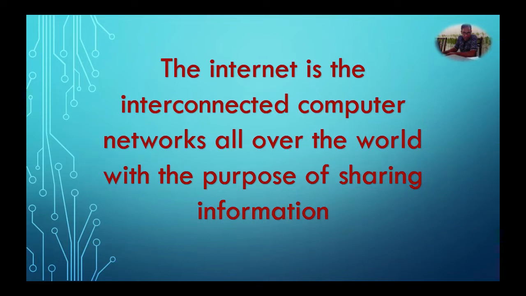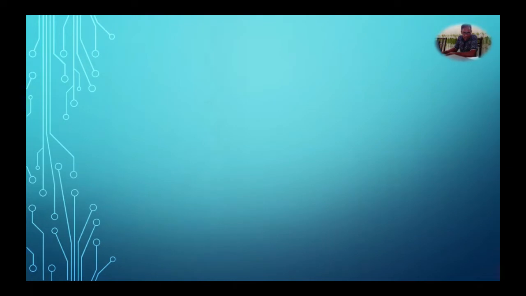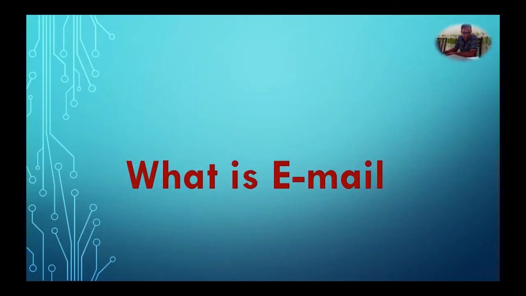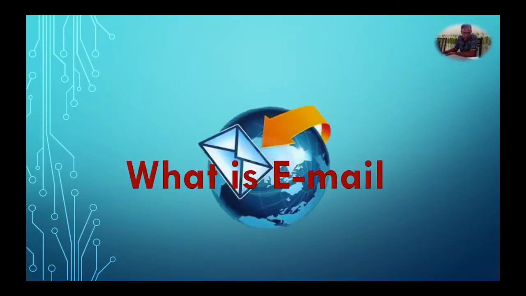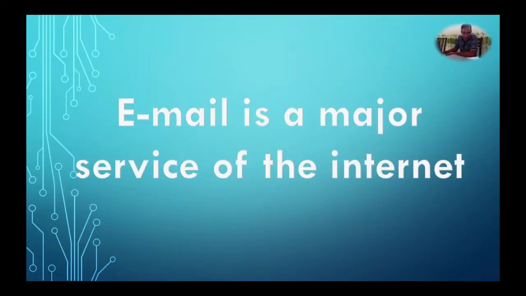Some people think that the WWW and the internet are the same, but they are not. They are two different things, the internet and the WWW. Later on I'll explain what the WWW is, and now we know that the internet is the interconnected computer networks all over the world. The purpose of this connecting is to share information. So let's see what email is. Email is the main service, the major service of the internet.